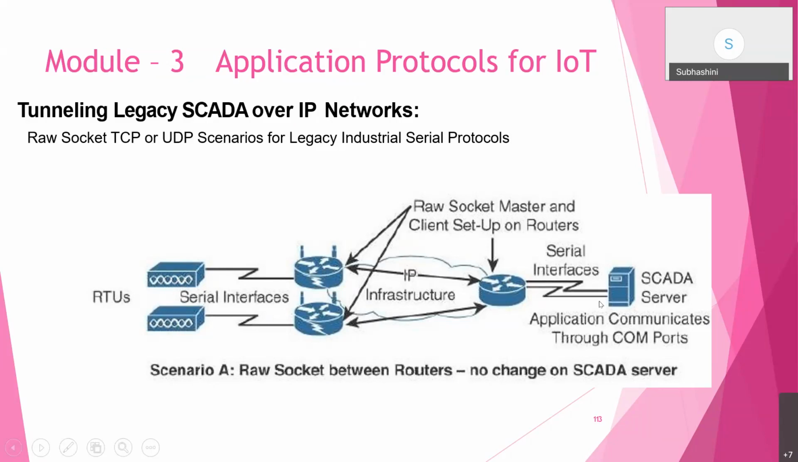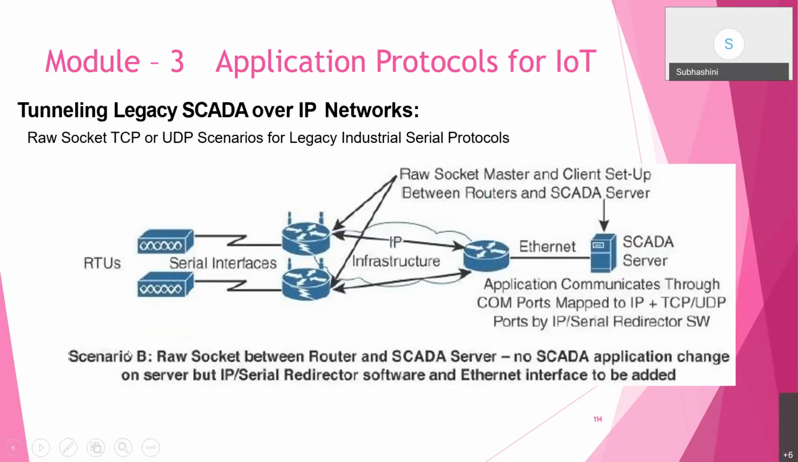But from IP to the SCADA server, when you're sending, you have to implement sockets. The sockets are acting as tunneling agents. These tunneling agents let you communicate between non-IP and IP. That is the first case. In the first case, you will not modify the server, but instead you will use sockets in between.